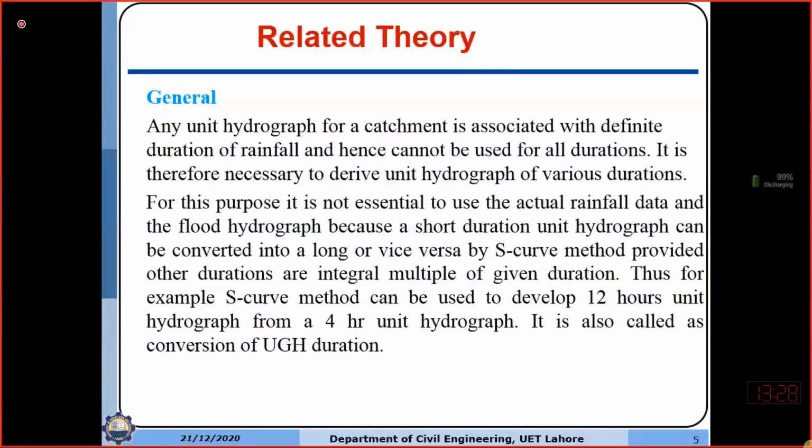Any unit hydrograph for a catchment is associated with a definite duration of unit rainfall and hence cannot be used for all durations. It is therefore necessary to derive unit hydrographs of various durations. For this purpose, it is not essential to use the actual rainfall data and the flood hydrograph, because a short duration unit hydrograph can be converted to a long one or vice versa by the S-curve, provided other durations are integral multiples of the given duration.